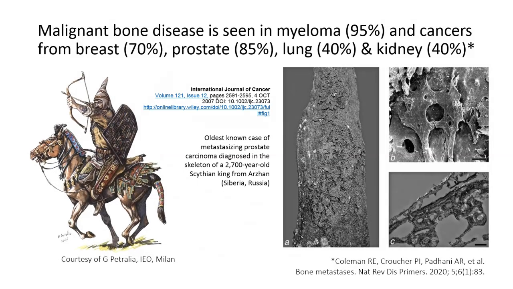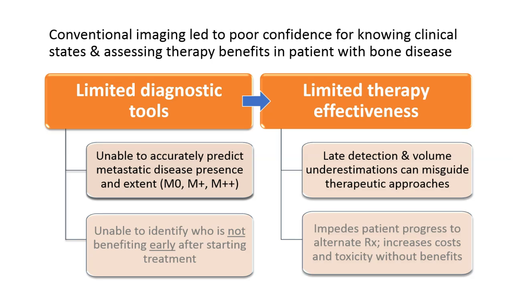We know that malignant bone disease is incredibly common, being seen in the vast majority of patients with multiple myeloma, but also in the majority of patients with breast and prostate cancer, with a high incidence in lung and kidney cancers. However, conventional imaging tools lead to poor confidence in knowing what the true clinical state of patients is. For example, we are unable to accurately predict who has metastatic disease, whether oligometastatic disease is present or whether polymetastatic disease is present, and this can have quite profound clinical consequences.